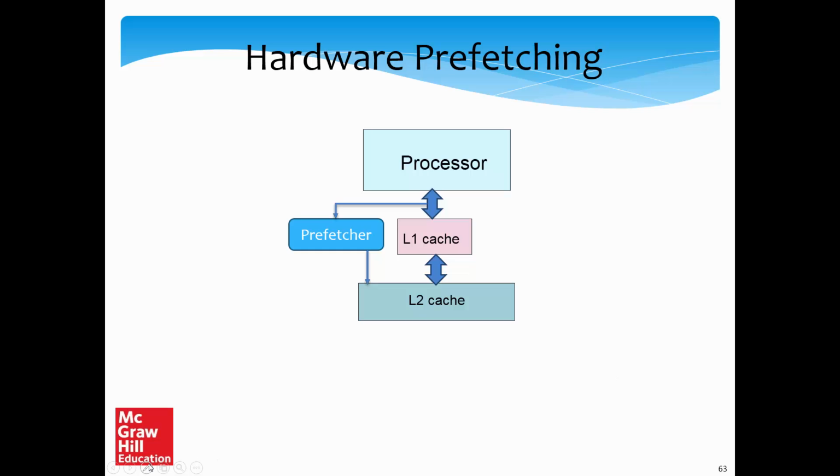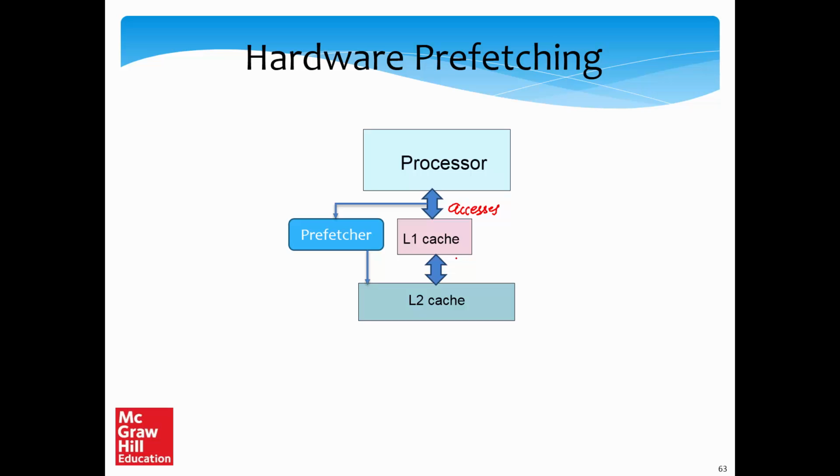Now let's consider hardware prefetching. In hardware prefetching, we have a prefetcher that can take a look at two pieces of information. So it can either take a look at, let's say, the accesses to the L1 cache. So that's one thing that it can look at.